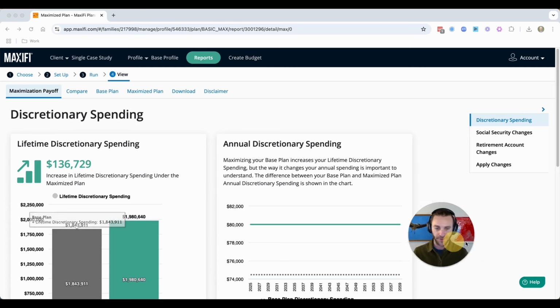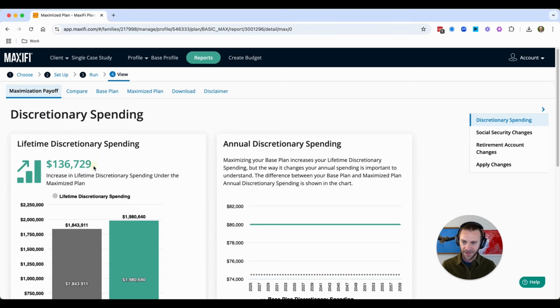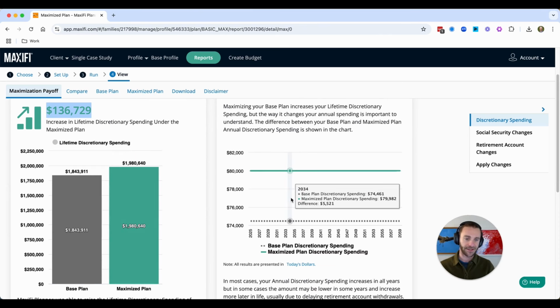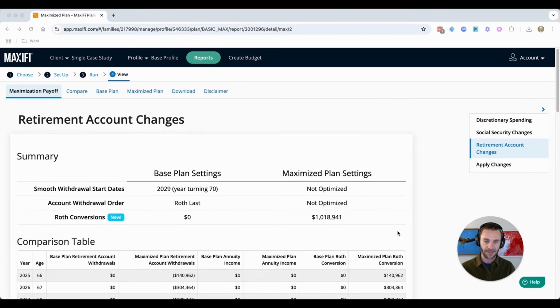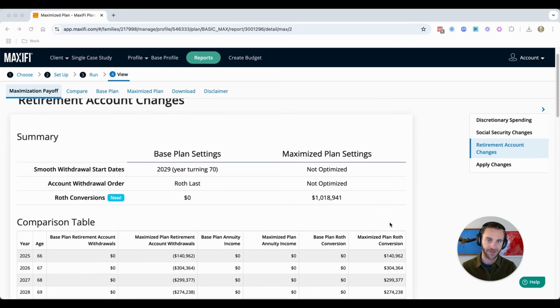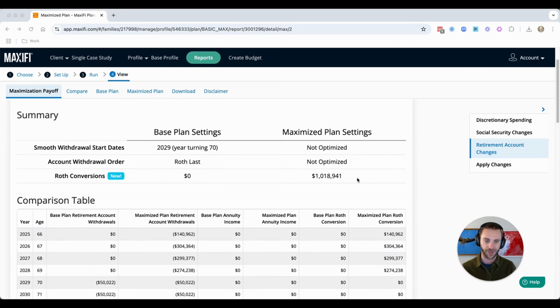So let's look at some of the results here. The first thing you're going to see is that the lifetime benefit of doing these conversions for Wanda is about $137,000 in today's dollars. That generates an increase in her discretionary spending of about $5,500 a year, adjusted for inflation, for the rest of her life. If you click on retirement account changes here on the right, you'll see the exact recommendations that the program is providing for Roth conversions. This is an example of go big or go home.